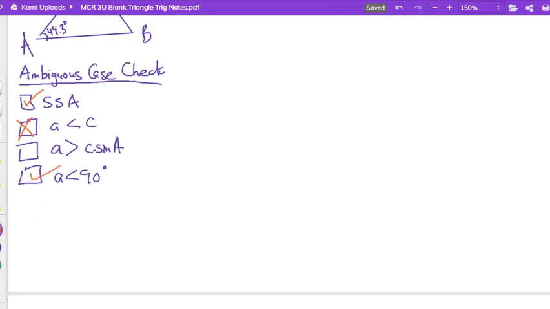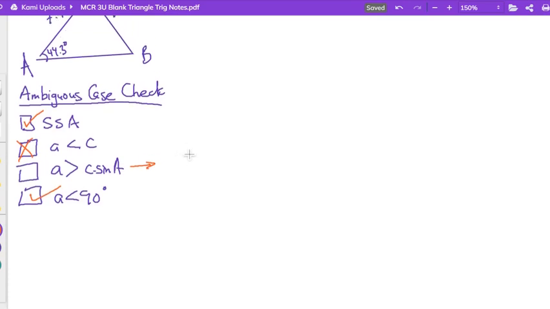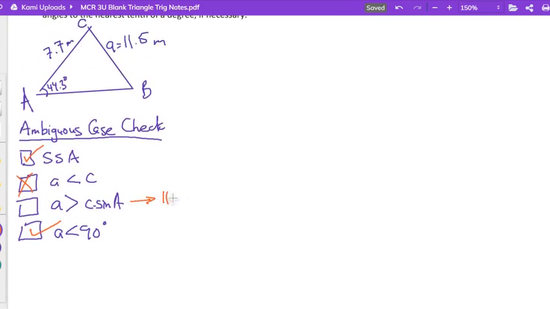So A less than 90, yeah, that is. Let's see what we get here. Is 11.5 greater than 7.7 times sine of 44.3 degrees? Yes? If B is 7.7, how do you know A is bigger than C if you don't have C? Oh, take that back. No.